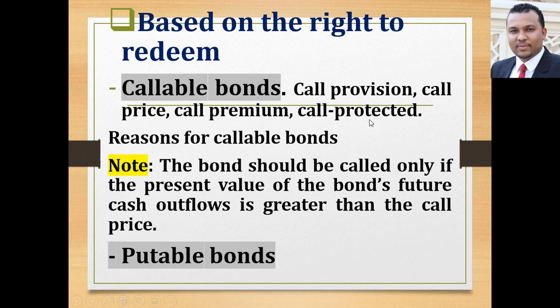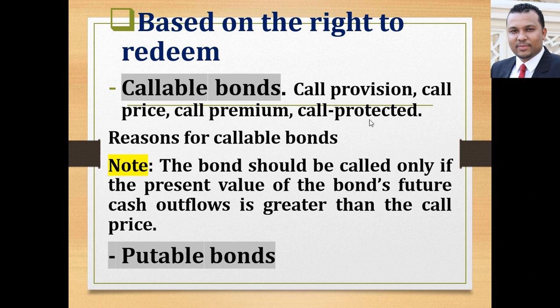Call protected. Mainly, in the early stages, bonds are call protected. Suppose we talk about a bond with a life of 5 years. Generally, in the first 3 years or 2 years, the bond is call protected. The issuer cannot call the bond in the first years of the lifetime of the bond.